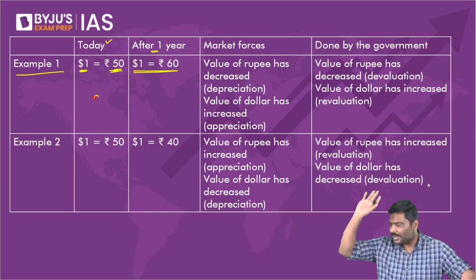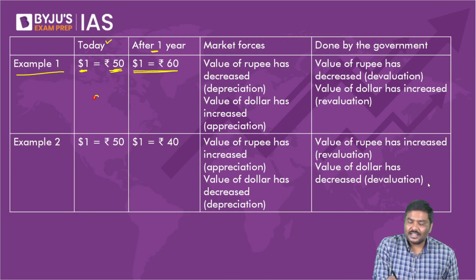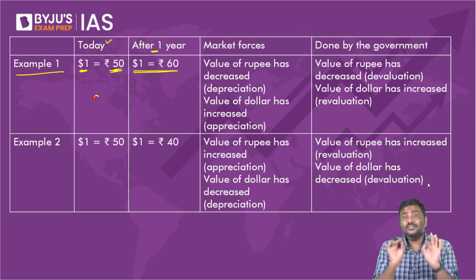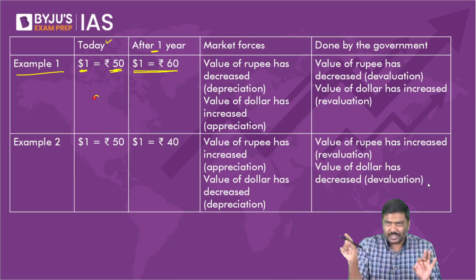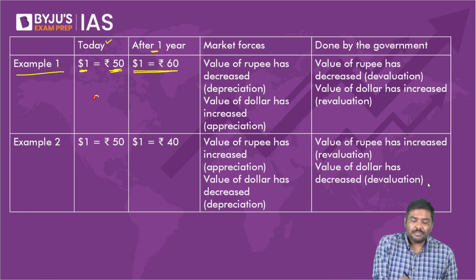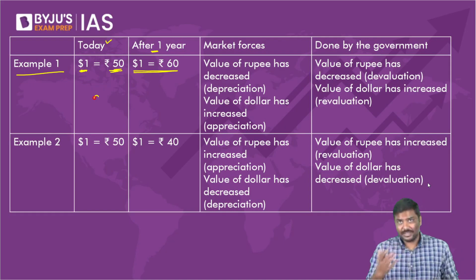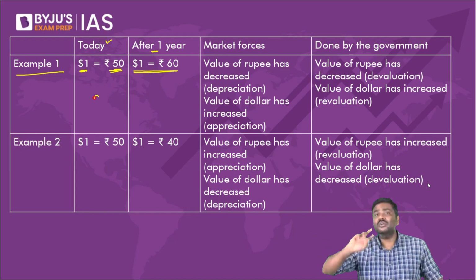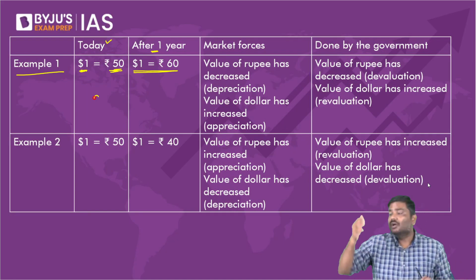In example 1, value of dollar has increased. Correct or wrong? Anybody has a difficulty? And on the other side, value of rupee has decreased. Now, if this change in the values for the currencies is happening because of supply and demand, we'll simply use the terms appreciation and depreciation. I'll repeat the terms here. If this is happening because of supply and demand in the market, we'll use the terms appreciation and depreciation.